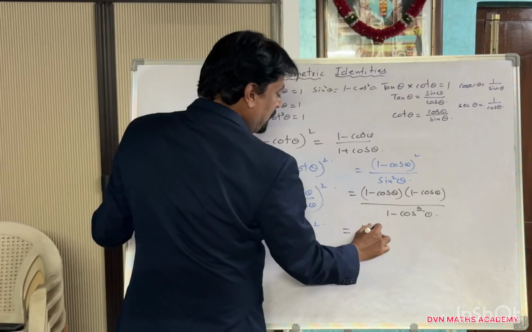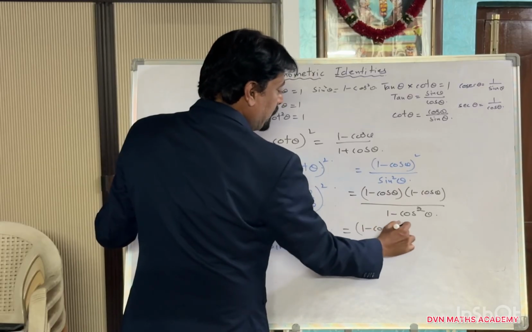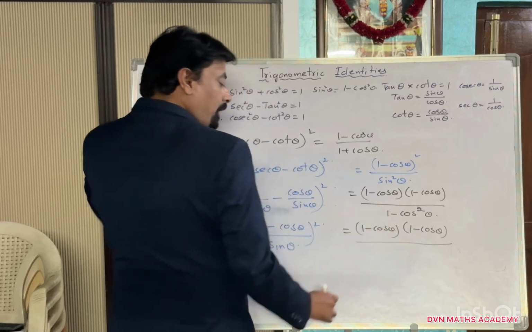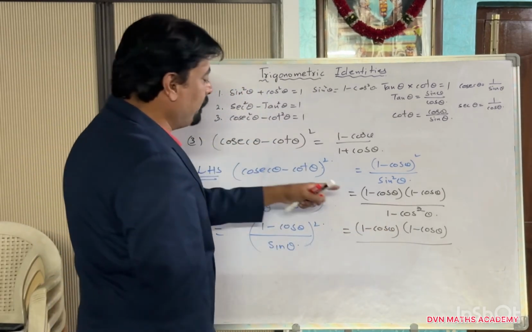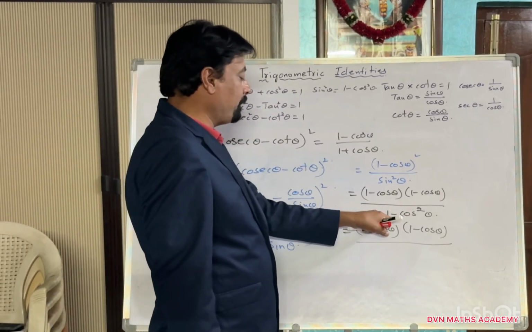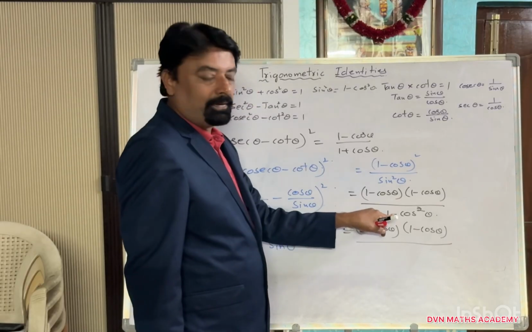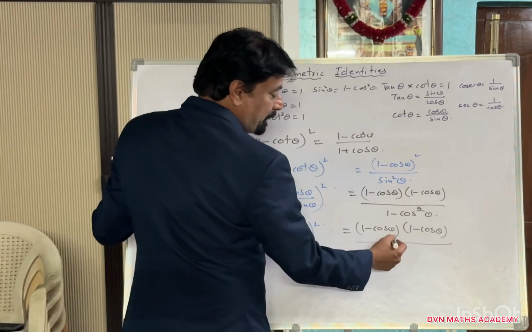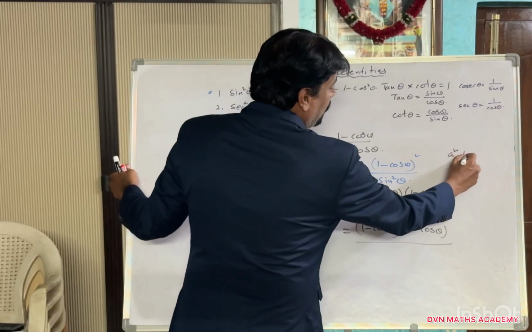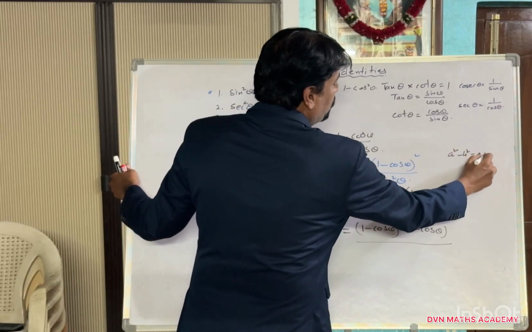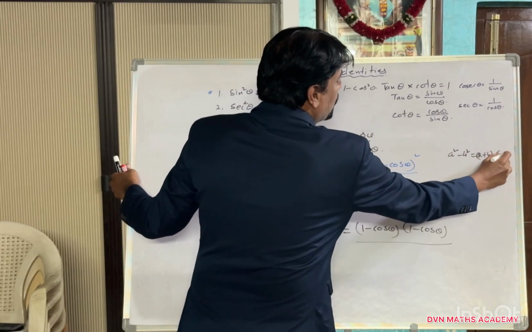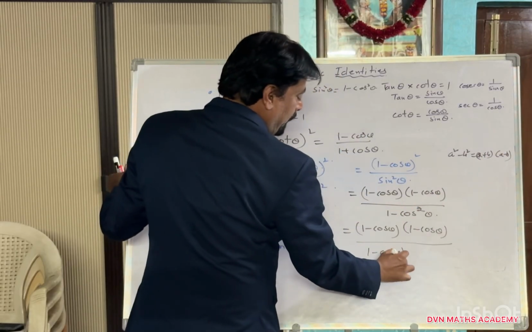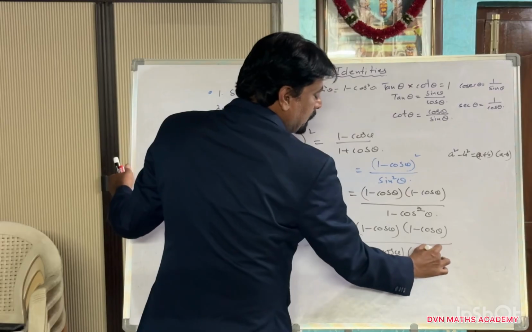So next step, this is a very important step: 1 minus cos theta and 1 minus cos theta. If you see the denominator, this is in the form of a square minus b square. 1 I can write as 1 square minus cos square theta. This is in the form of a square minus b square. a square minus b square is equal to (a plus b) into (a minus b). If you write in that form, this is (1 minus cos theta) into (1 plus cos theta).